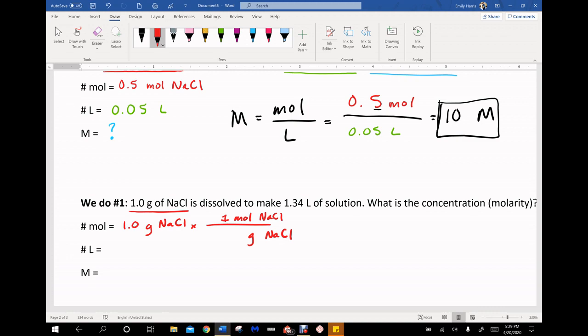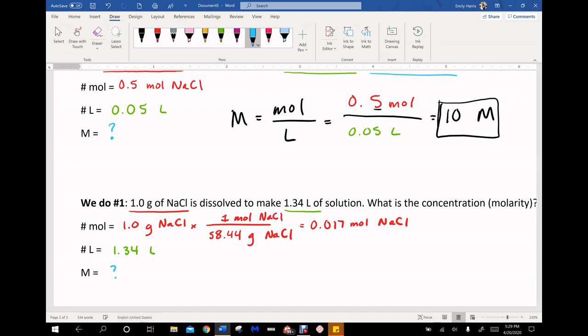To that, we'll add chlorine's mass, which is 35.45. That tells us that we have 58.44 grams per 1 mole. So we'll start from the left and we'll do 1 divided by 58.44 times 1. That gets us a total of 0.017 moles with 2 sig figs. So now let's fill in our liters. We've been given 1.34 liters of solution.